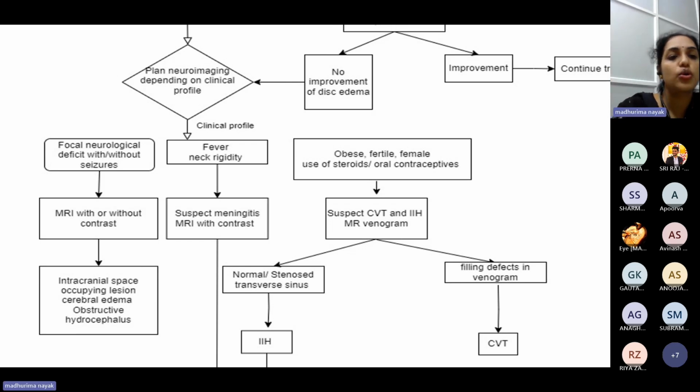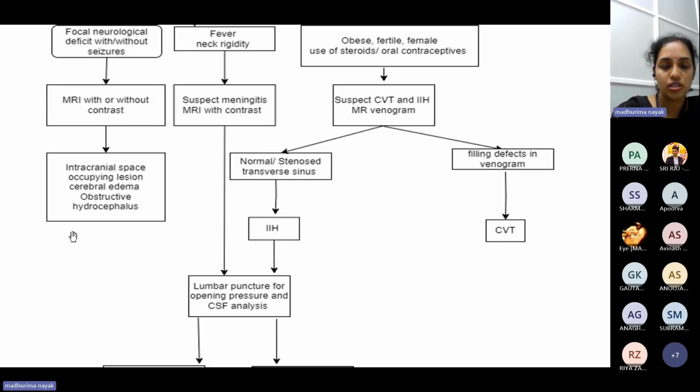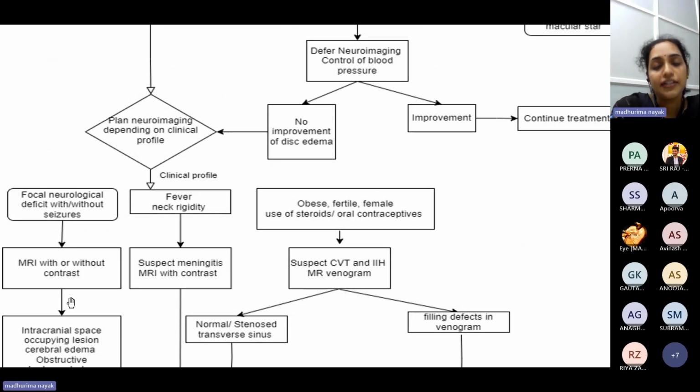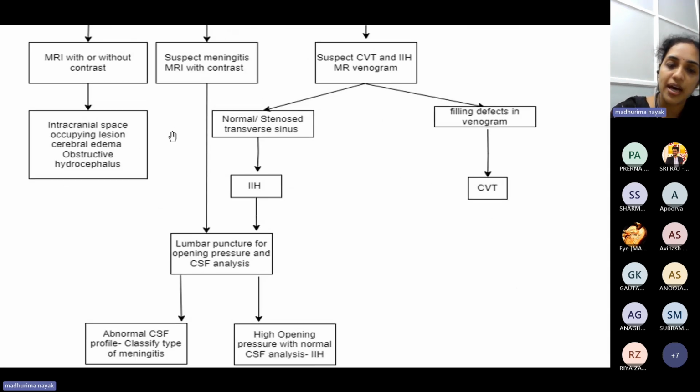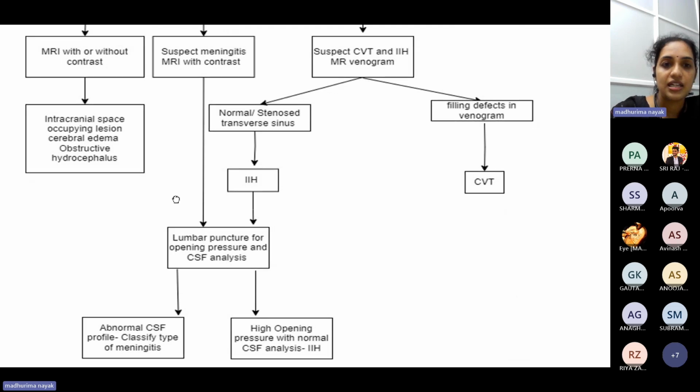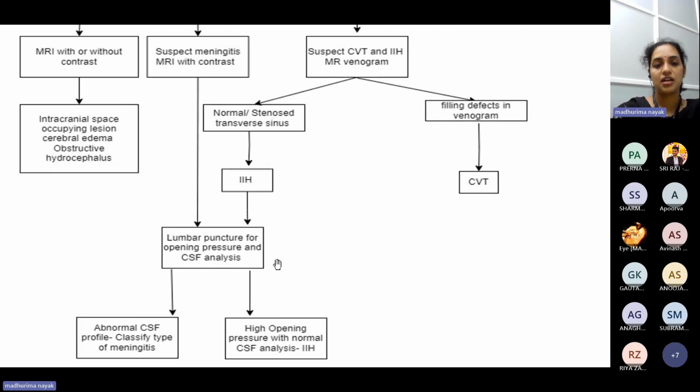Okay, so if there is focal neurological deficit, seizures, then you plan MRI with or without contrast with the help of your neurology colleague. And this will help you to diagnose ICSOL, cerebral edema, obstructive hydrocephalus, and so on. If the clinical feature suggests meningitis, in the sense there is fever or neck rigidity and altered sensorium, then you plan MRI with contrast. And then if it is suggestive of meningitis, then think about going ahead with lumbar puncture for opening pressure and analysis.